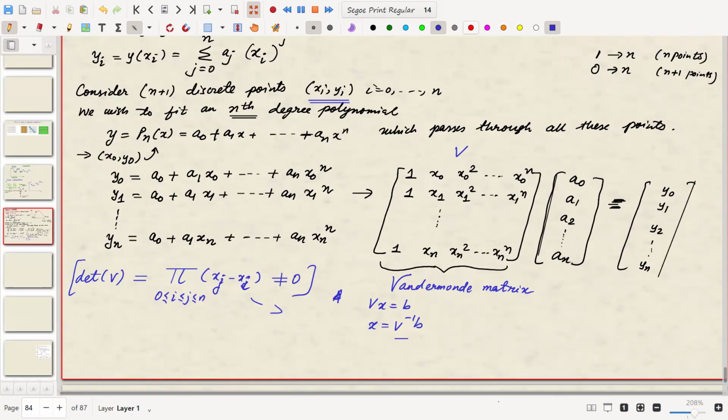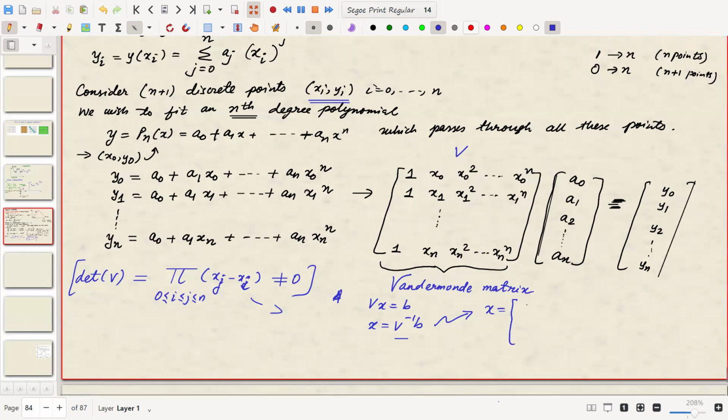Let us say that the x you calculate will be this. What is this x actually? I don't want the expression, but what was x? Yes, x was a naught, a1 up to an. These are the coefficients of your polynomial, right?